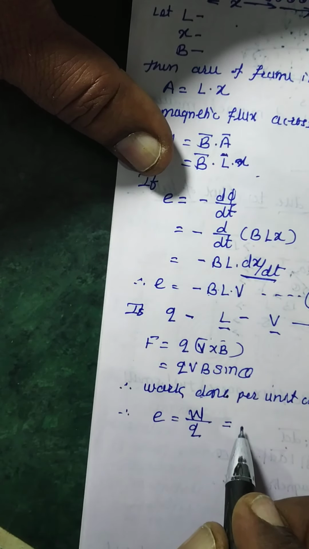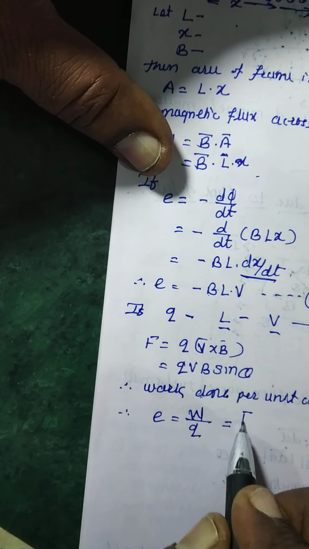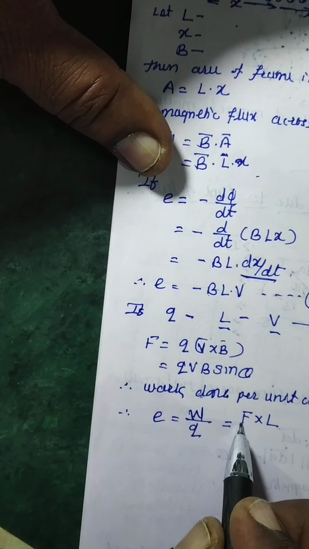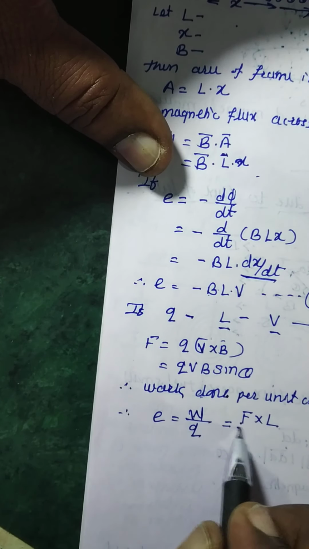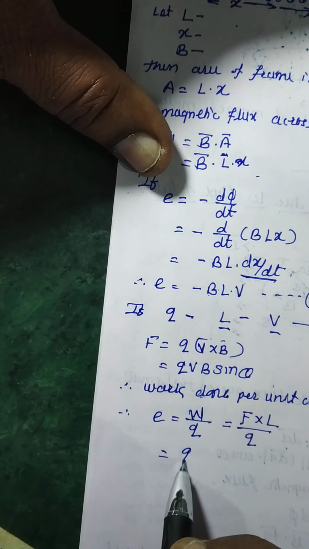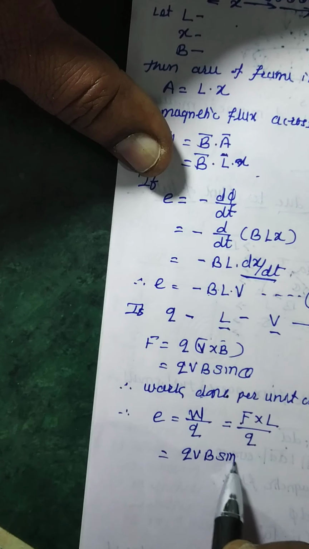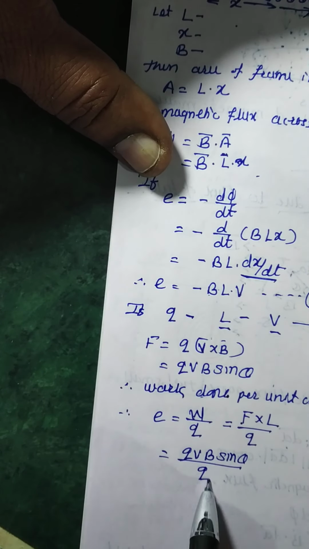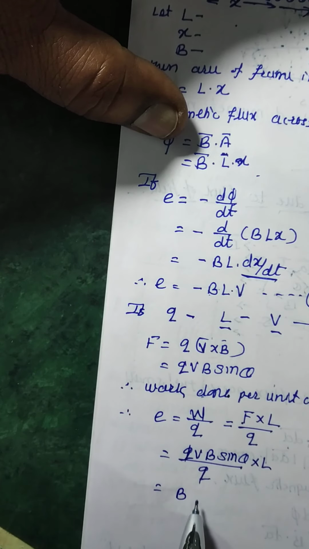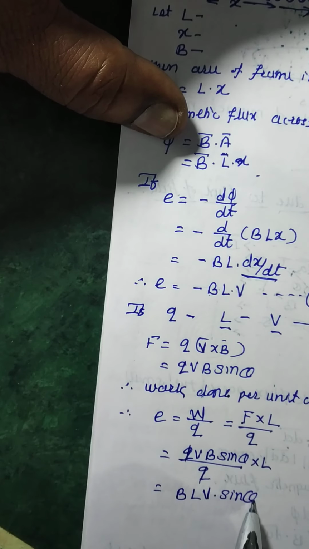What is meant by work? That is force into displacement. Force into displacement divided by Q, which is equal to Q v B sin theta divided by Q, into L. Q cancels Q. Therefore, it becomes B L V into sin theta.